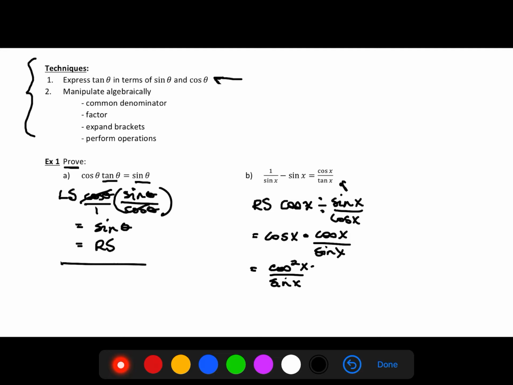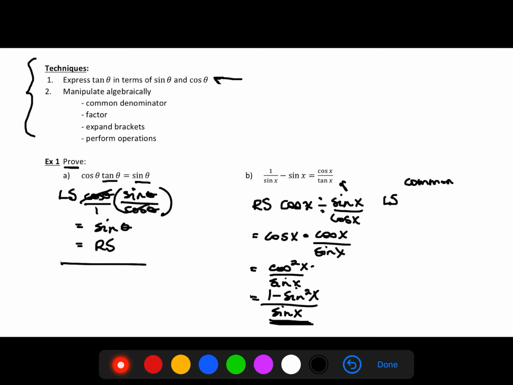Well, in our left side, we notice that that only has sines. So what we want to do is simplify or get rid of our cos squared x if we can. Well, we talked about our Pythagorean identity that cos squared x is equal to 1 minus sine squared x over sine x. Now, at this point, maybe we're not sure how we can change this, but we notice that we have a single expression here.